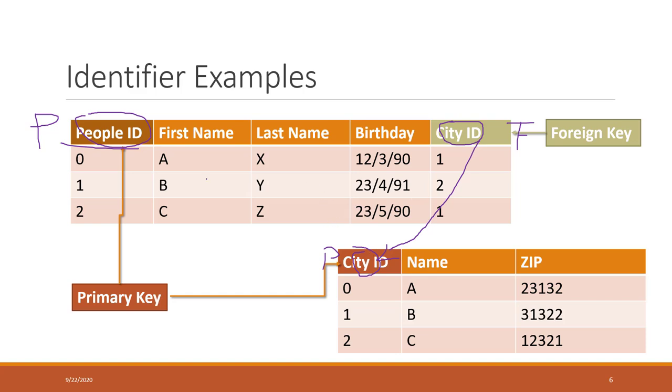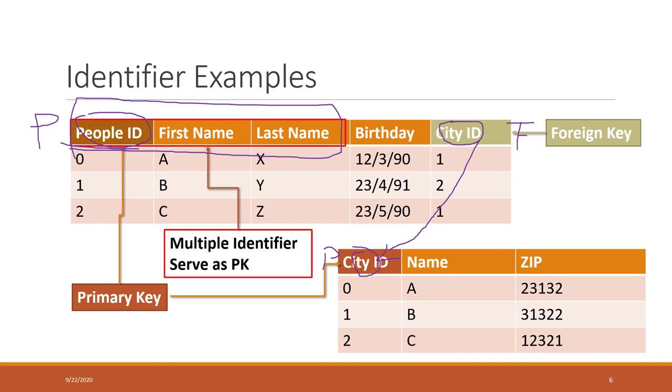And also keep in mind that you can have one column as primary key, or you can have a combination of multiple columns as the primary key. So as long as that combination is unique, you can have multiple columns that serve as a primary key. That is also called a multiple identifier. For example, if you want ID, first name, last name together as the primary key, you can. But in that case, that's still one primary key that contains three columns. So you can have one and only one primary key. You can have zero or multiple foreign keys.